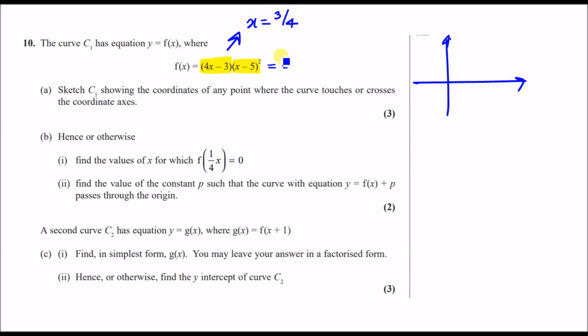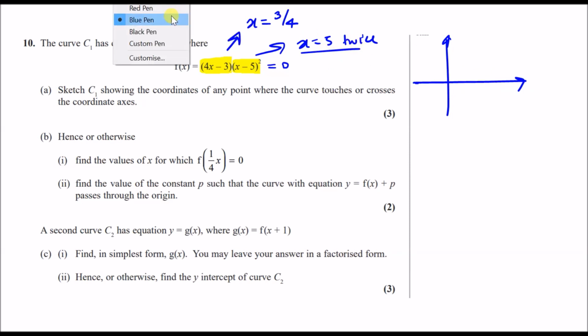You just rearrange it. As for the second term, because it hits at x equals 5 twice, on the curve it's going to bounce off the x-axis. So if it hits once, it goes through. If it hits twice, it bounces. So we've got a repeat root here.